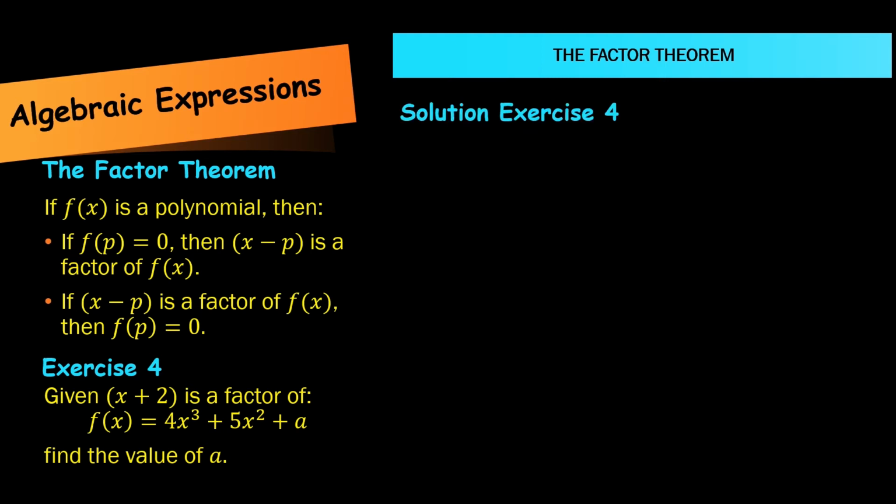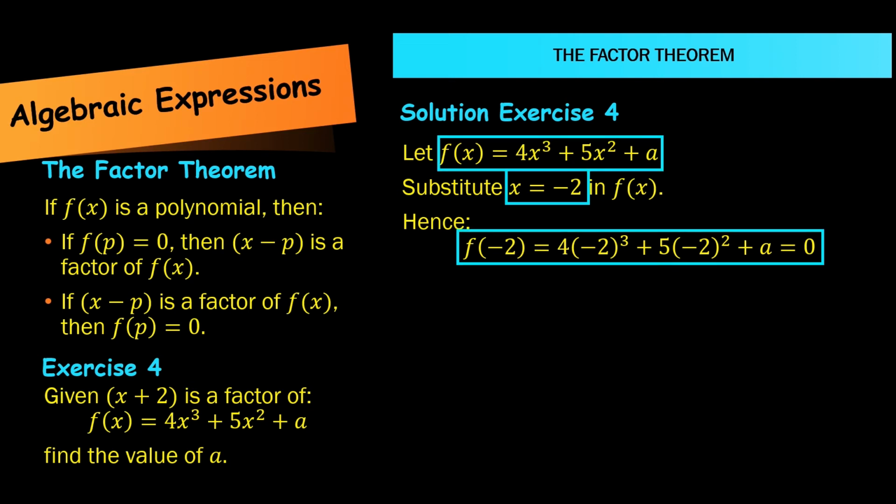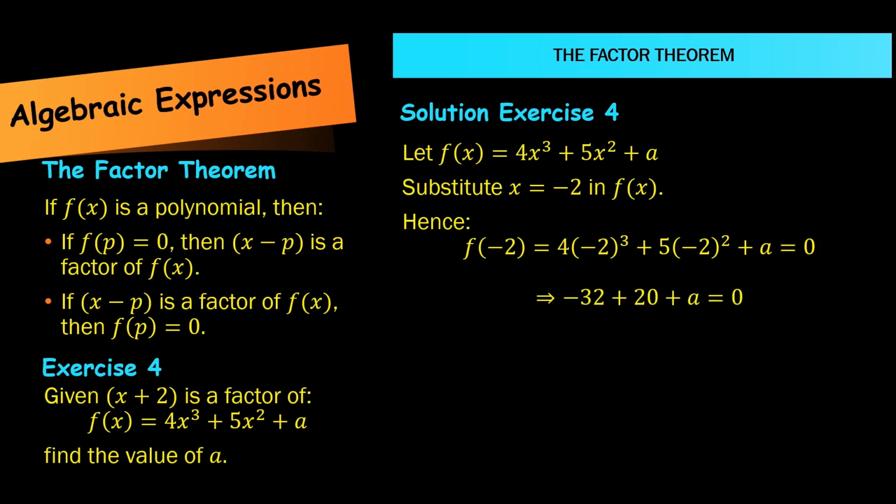So let's solve this. If we substitute x equals minus 2 in f of x, let's see what we obtain. F of minus 2 equals 4 times minus 2 cubed plus 5 times minus 2 squared plus a. And this equals 0, since we know that x minus minus 2 is a factor of f of x. Hence, if we tidy up, we obtain that a equals 12.